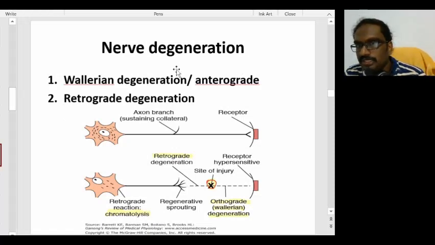What is nerve degeneration? It is nothing but all those sequences of changes that you observe in a neuron which is already injured.